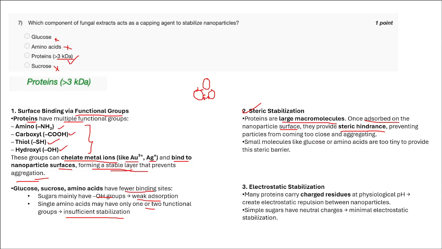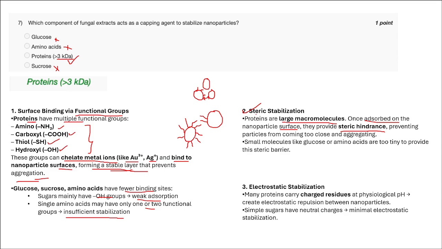Now, in this case, proteins are large macromolecules. Once adsorbed on the nanoparticle surface, they provide steric hindrance, preventing particles from coming too close and aggregating, whereas if the molecules are small, the steric hindrance would be less. Suppose these are the nanoparticles, and now you have protein molecules. We'll also study some more about this. These are large macromolecules.